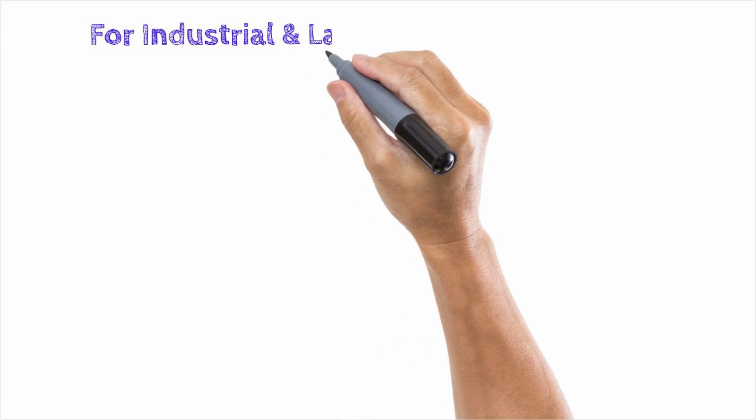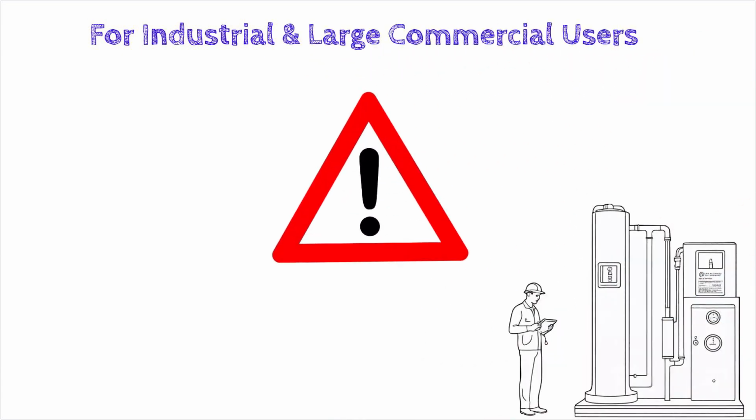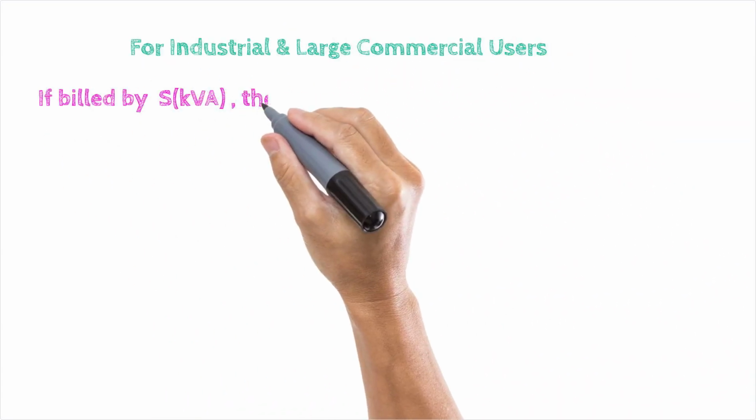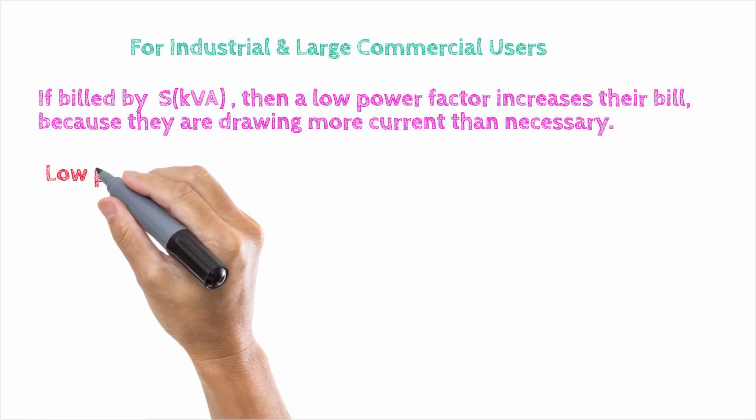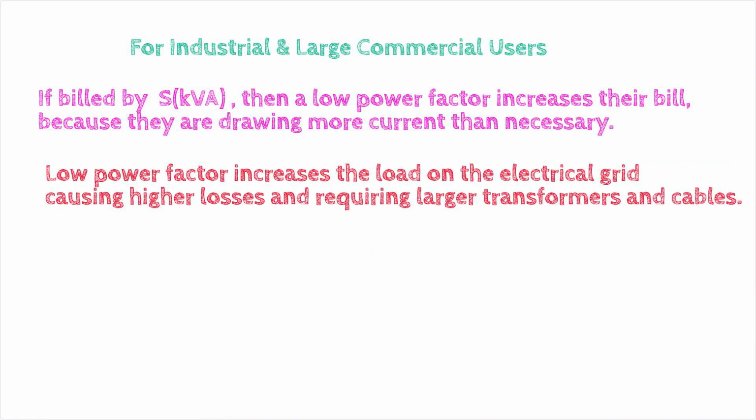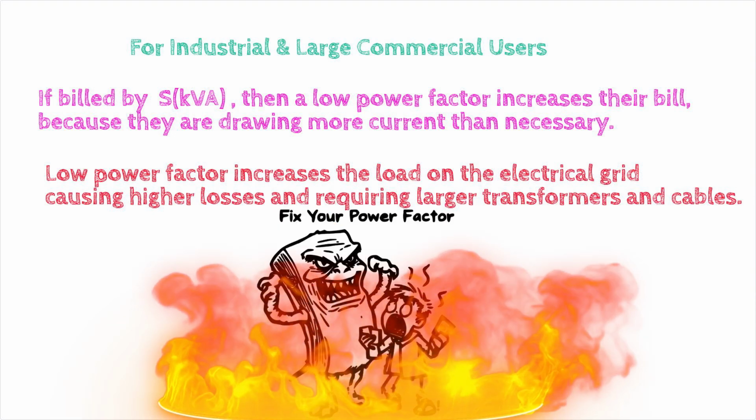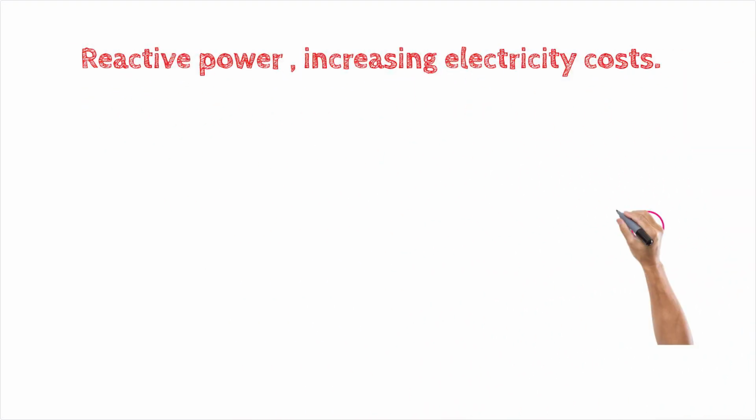For industrial and large commercial users, these consumers are billed based on either apparent power, measured in kilovolt amperes, or real power, measured in kilowatts. If the billing is based on apparent power, a low power factor increases electricity costs because the system draws more current than necessary. A low power factor increases the load on the electrical grid, leading to higher energy losses and the need for larger transformers and thicker cables to handle the extra current. This reduces overall efficiency and increases infrastructure costs.